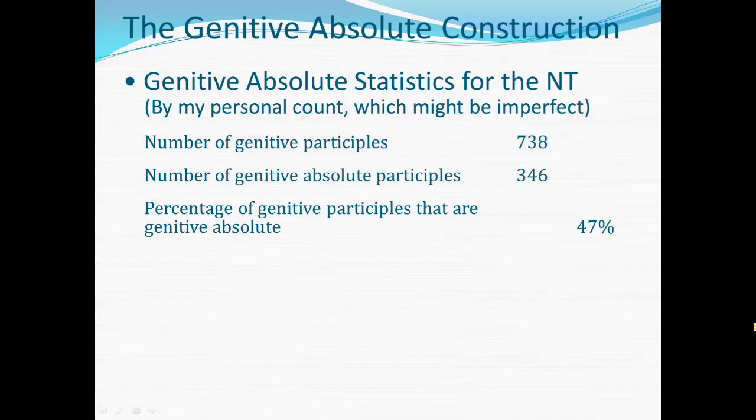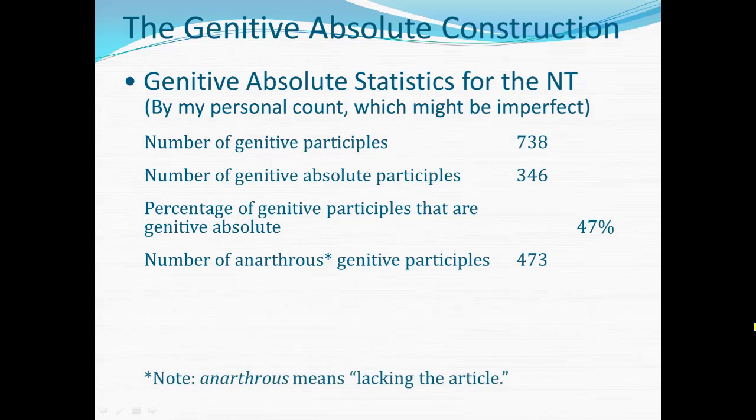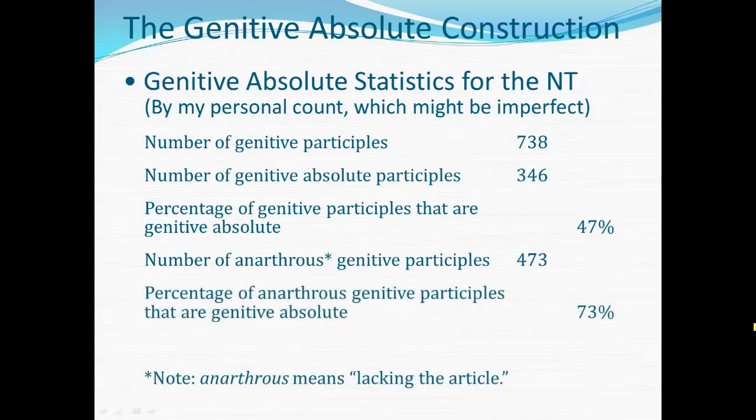Now, we talked earlier about the fact that the genitive absolute participle is anarthrous. What percentage of anarthrous genitive participles are the absolute construction? Well, the number of anarthrous genitive participles is 473, and that yields a percentage of 73%. So when you encounter an anarthrous genitive participle in your Greek New Testament, there's almost a 3 out of 4 chance that you're looking at a genitive absolute construction. But you can't take that for granted.